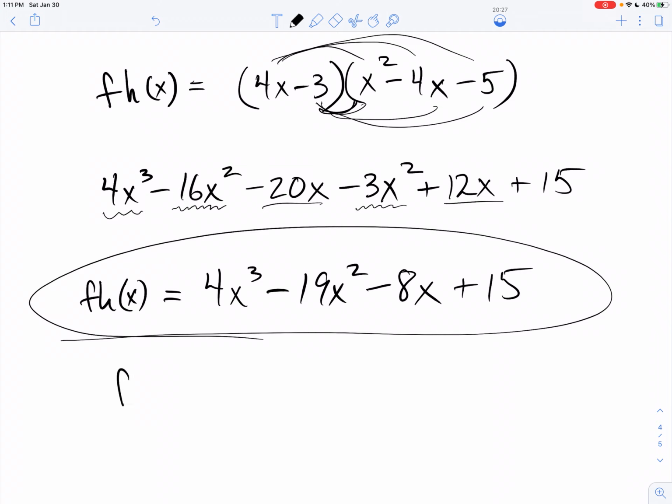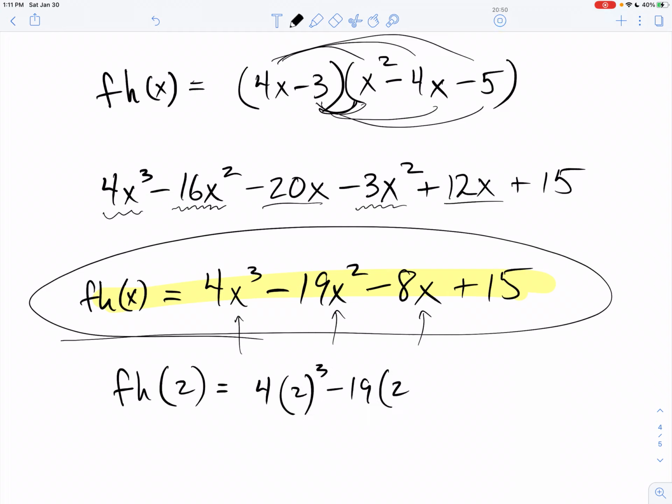Once again, if they said, what is FH of 2? I could do that too. I could just say, hey, that just means take my last answer that I just got and put a 2 everywhere I see a letter. And I could once again use my calculator. This would be something I'd probably want to just grab my calculator. And I could put all that goop in there.